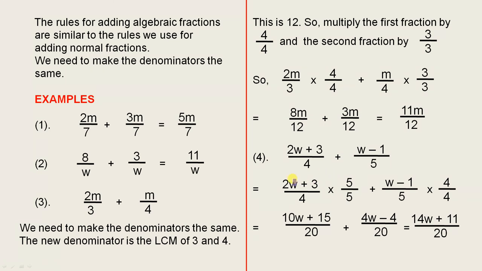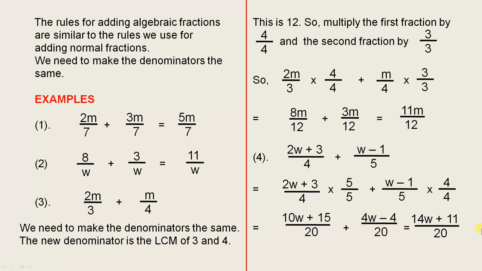When you multiply through, that gives you 10w plus 15 over 20. Over here, when you multiply through, it gives you 4w minus 4 over 20. Each denominator is the same. We now add the numerators. 10w plus 4w is 14w. 15 minus 4 is 11. So the new answer is 14w plus 11 over 20.